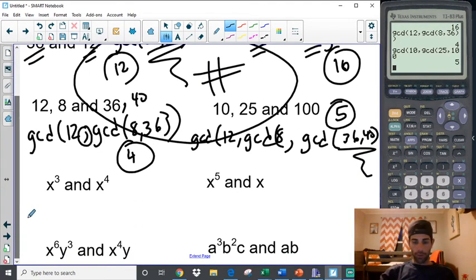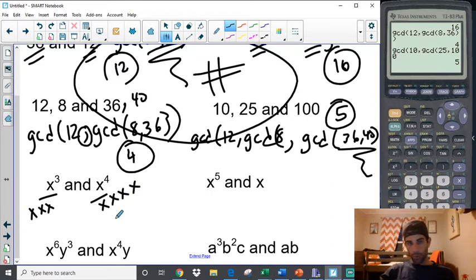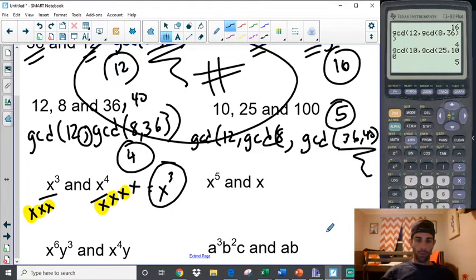Now let's look at variables. Here's how variables work. You find the variables that are the same. In this case, there's two x's. This first monomial has x to the third, which means there are three x's. This second one has x to the fourth, which means there are four x's. The GCD is asking, just like with numbers, what's in common? So this one has three, the other has four, and they can share three. So the GCD of x to the third and x to the fourth would be x to the third power.